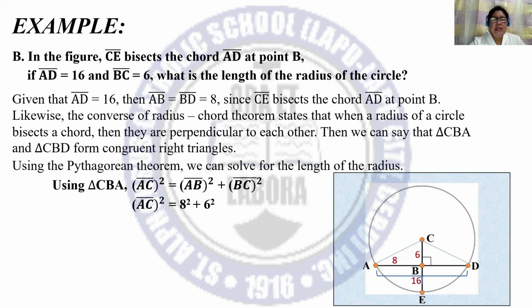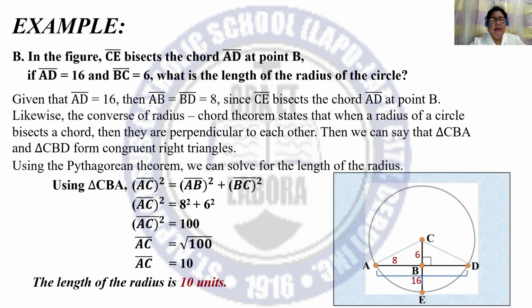And solving for AC, we have to substitute 8 to AB and 6 to BC. Then take the square of 8 plus the square of 6. The result is 100. Then we have to take the square root of both sides to solve for AC. So AC now is equal to the square root of 100, and AC is equal to 10. The length of the radius is 10 units.